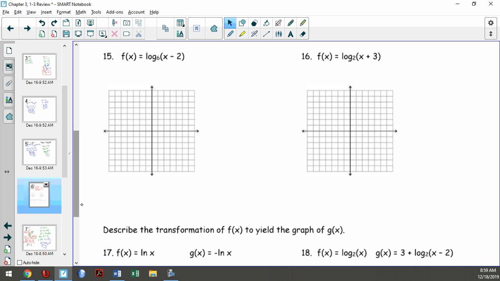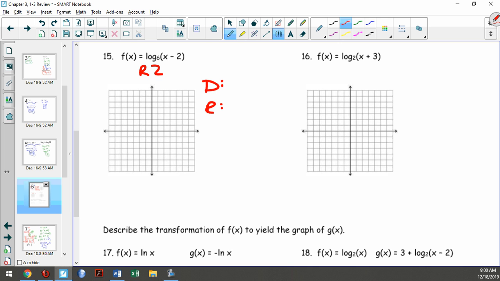I have minus 2 inside with the x. It's going to the right 2 units. Well, if you're a logarithm and you're going to the right 2 units, what does that impact? It impacts my asymptote, right? My horizontal shift on my logarithm affects my asymptote. So instead of having an asymptote at x equals 0, what's my new asymptote? x equals positive 2, because you're going to the right 2.